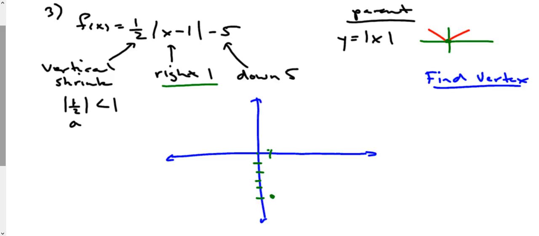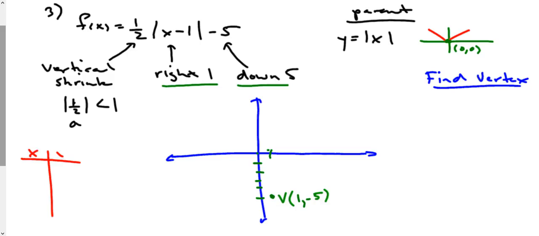The stretch or shrink, because the original y value is 0, multiplying by 1/2 just gives 0, so the stretch or shrink doesn't do anything to the vertex. We just figure out whether it moves to the right or left, or up or down. And so that's our new vertex. Our vertex is going to be at (1, -5).